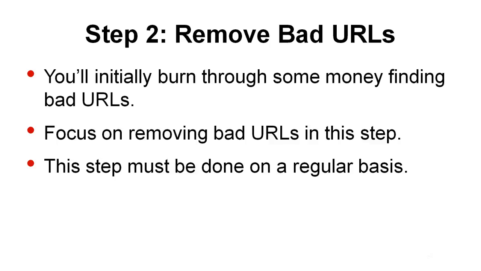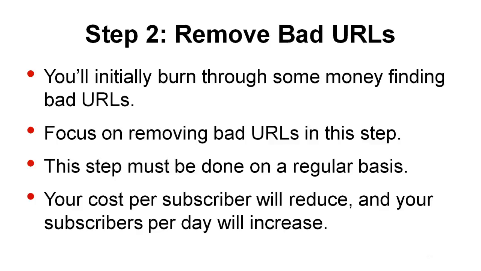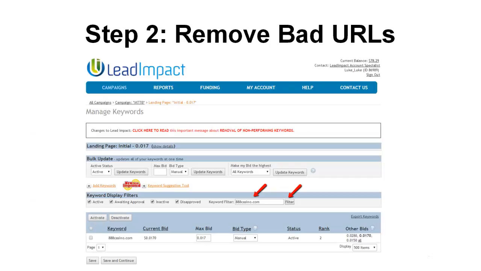Initially, we need to perform this step on a regular basis. When we start a new campaign, you will probably find bad URL and remove them every single day. But as time goes by, when you filter out most of the high traffic, non-converting URL, you no longer have to do this step as often because you're not getting them as much as compared to when you first started. The outcome of doing step 2 is you start seeing the cost per subscriber reducing. You start seeing the number of subscribers you get per day increasing. And now let me just show you how you can remove bad URL from Lead Impact.